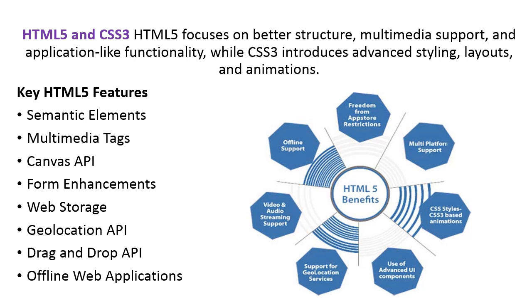Next one, geolocation API. Geolocation API allows users to share their physical location with web applications. Next one, drag and drop API. Drag and drop API gives native support for making elements draggable. Final one, offline web applications. Application cache enables web apps to function without an internet connection.